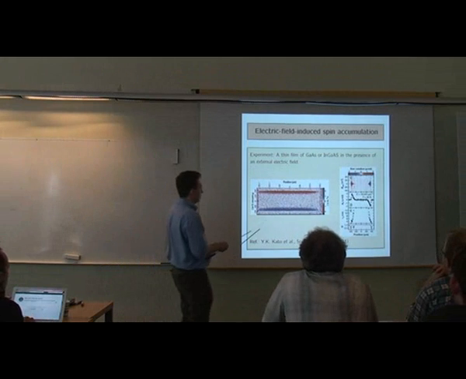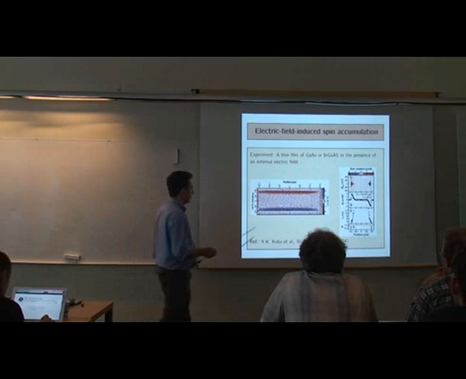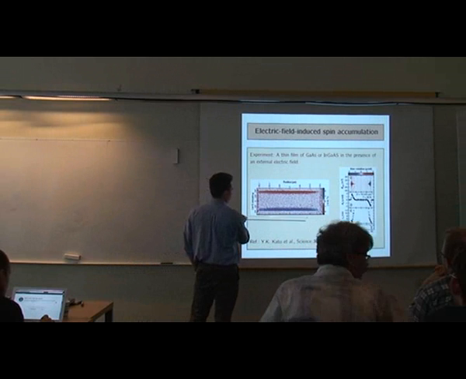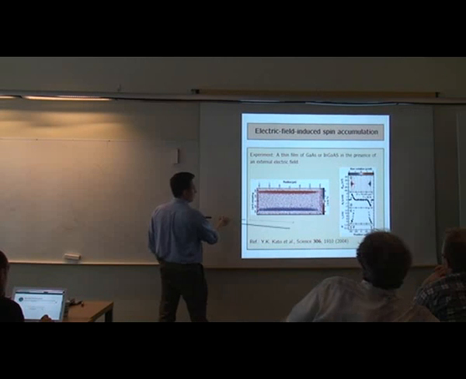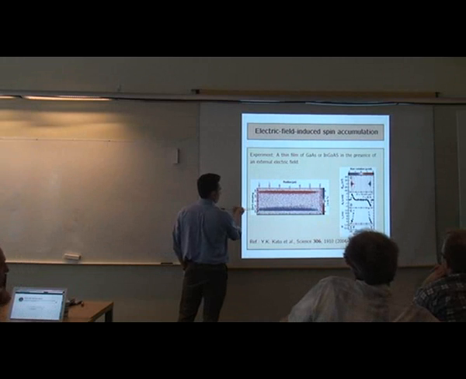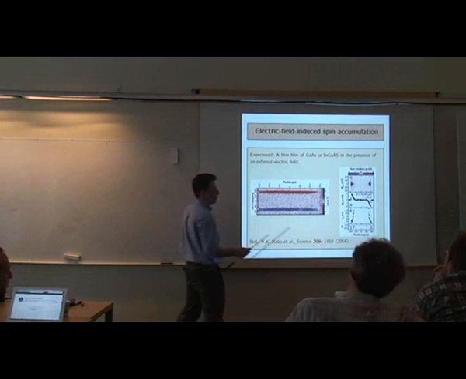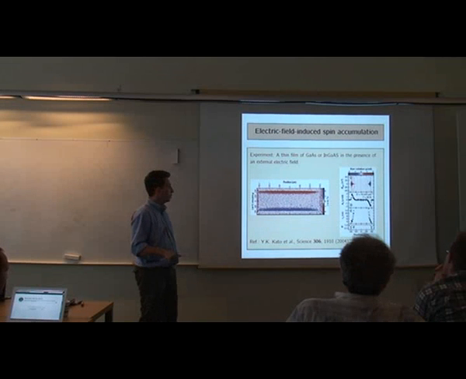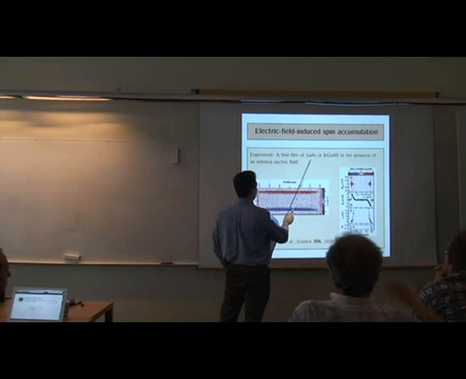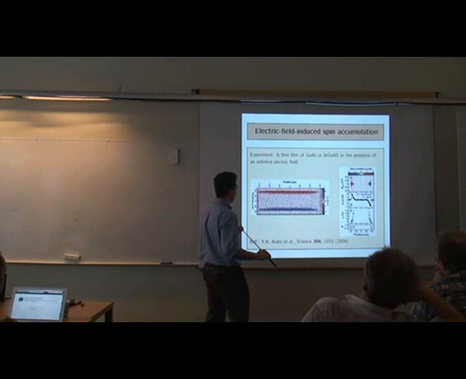The experiment of the group of Awschalom and Sih, I think. You apply an electric field in this direction, and these red regions and blue regions are the direction of the spin. What is the surface? This is a gallium arsenide two-dimensional heterostructure.